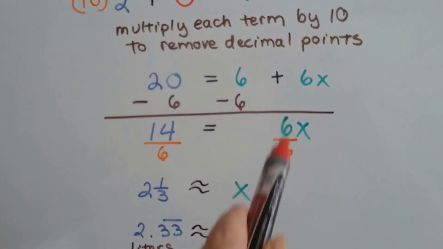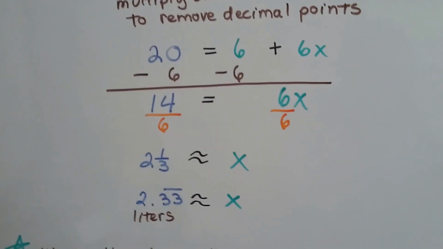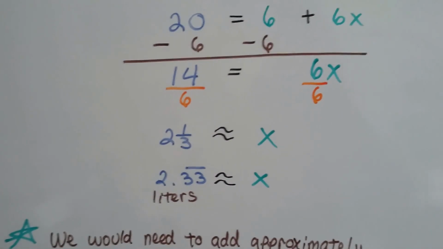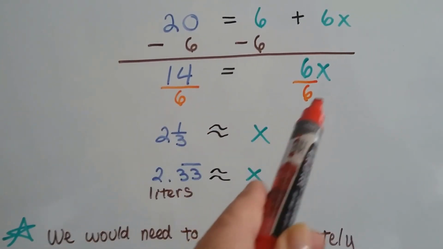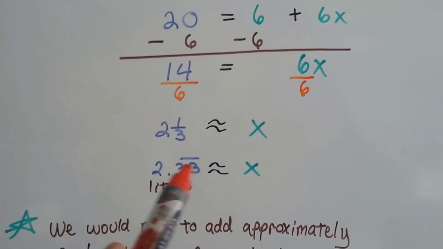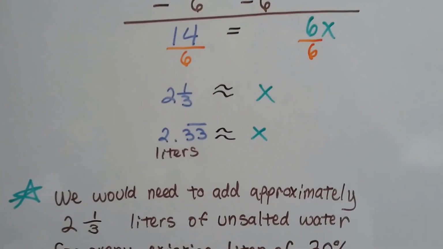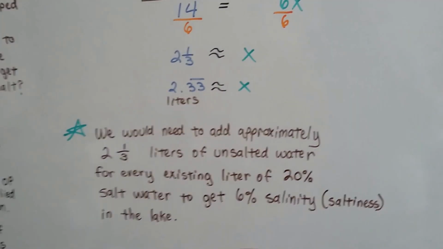Then we get our friend the invisible 1, the identity property, and we get 14 over 6. When we simplify 14 over 6, we get 2 1/3. So 2 1/3 is approximately what x is equal to, or 2.33, and the 3 would continue, because it's a third. That's how many liters x would be.